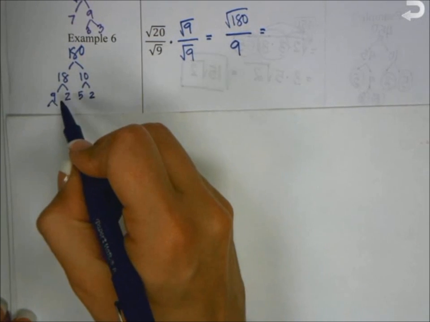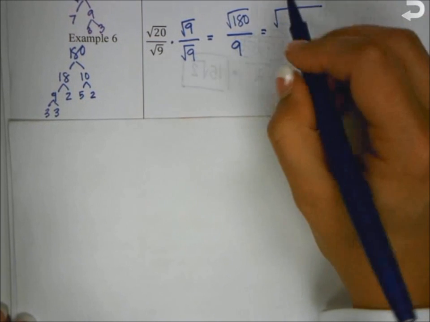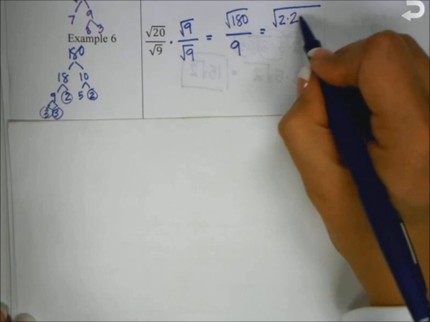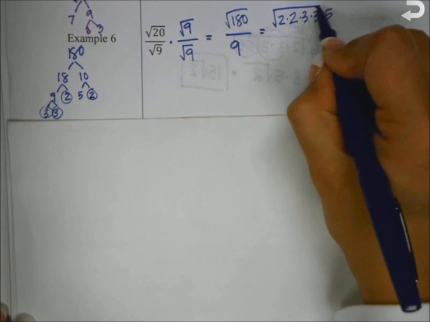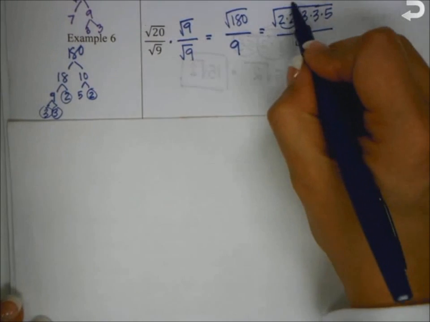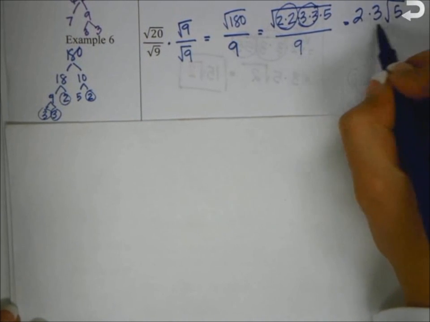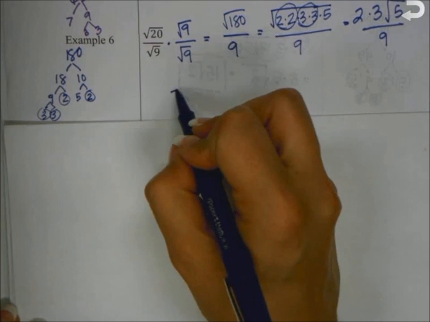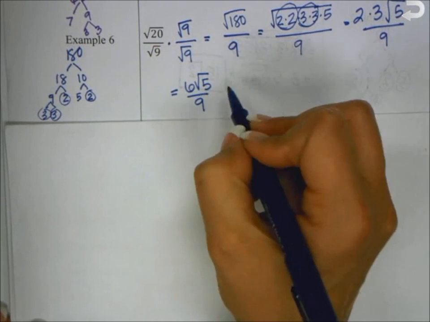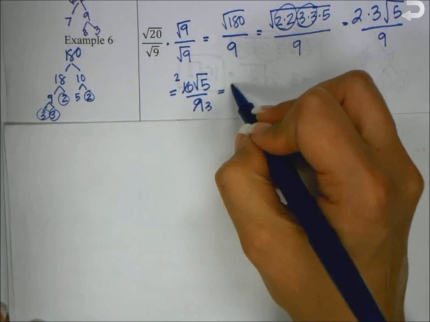Okay, so let's write them all out. So we have 2 times 2 times 3 times 3 times 5 all over 9. So we have two pairs we can pull out, right? 2's and 3's. So that's going to give me 2 times 3, square root 5, over 9. So that gives me 6 square root 5 over 9. And does 6 over 9 reduce at all? Yeah, 3 goes into 6 twice, and 3 goes into 9 3 times. So this is the same as 2 square root 5 all over 3.